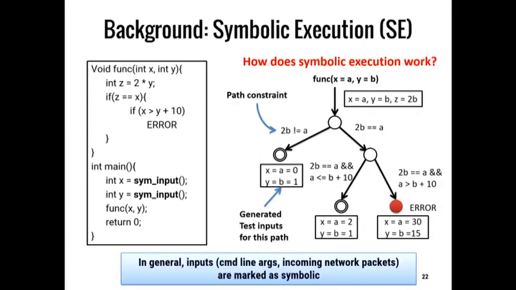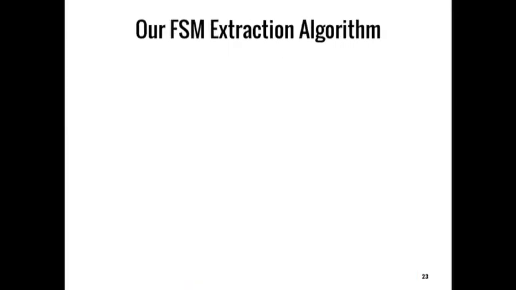I really wanted to use this one, but anyway, it's not working properly. So I'll walk you through an example to explain how our FSM extraction algorithm works. Let's say we have three network events, T0, T1, T2.